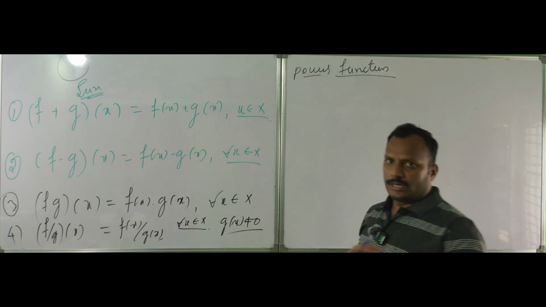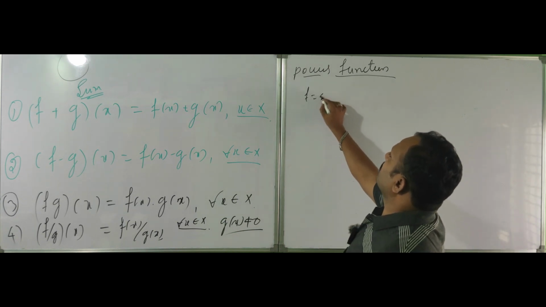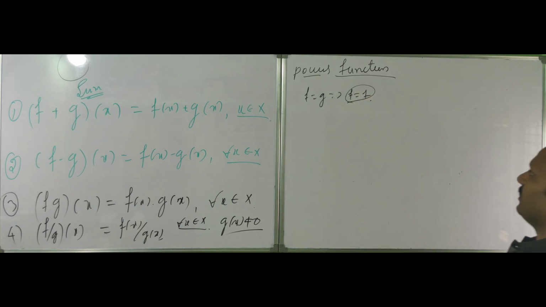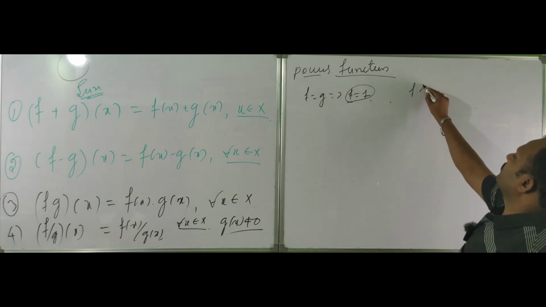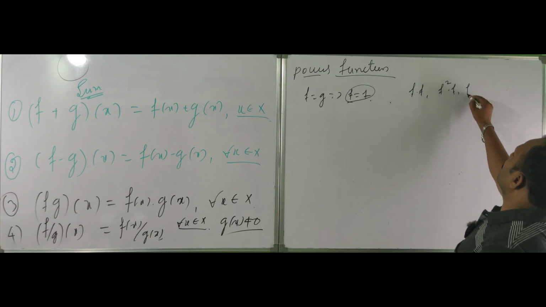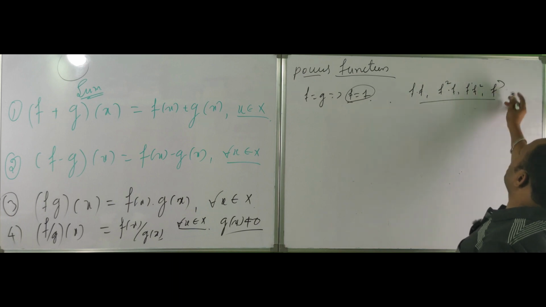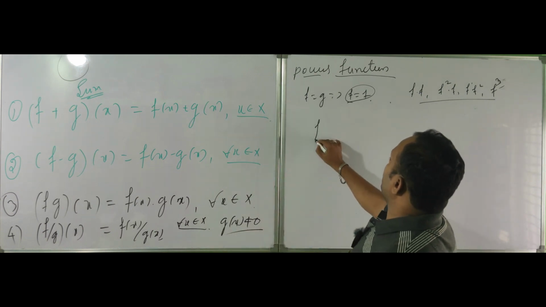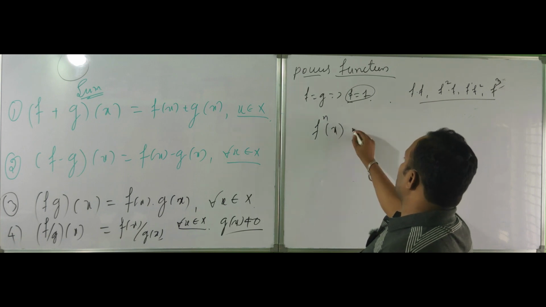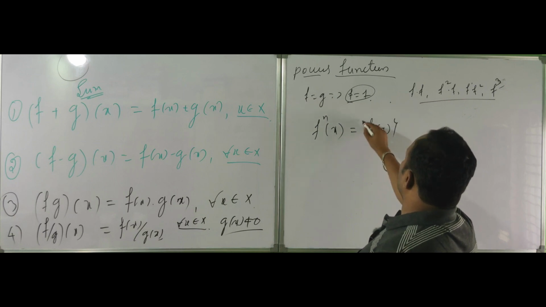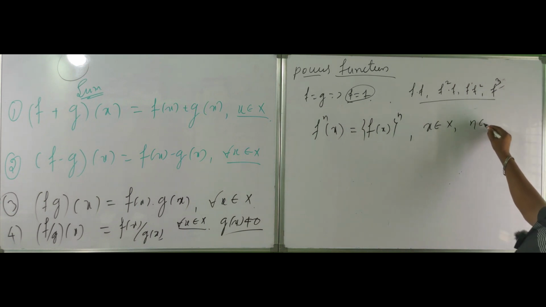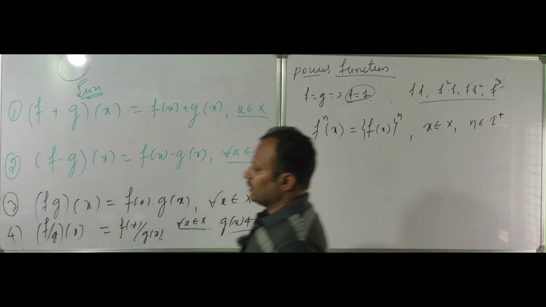If the functions f and g are equal, you can take f is equal to f. Similarly, same function multiplication: f into f, f square into f, f square, f cube. Multiplication of the same function itself is called the power function. The definition: power function p of n is equal to f of x whole to the power n, for all x belongs to X and n belongs to positive integers. n is a positive integer only.